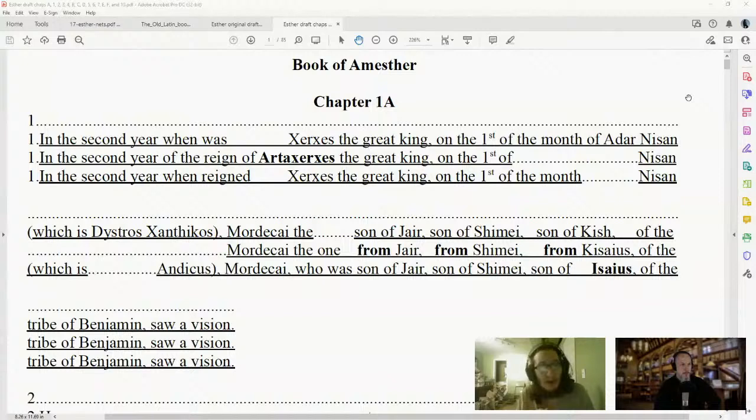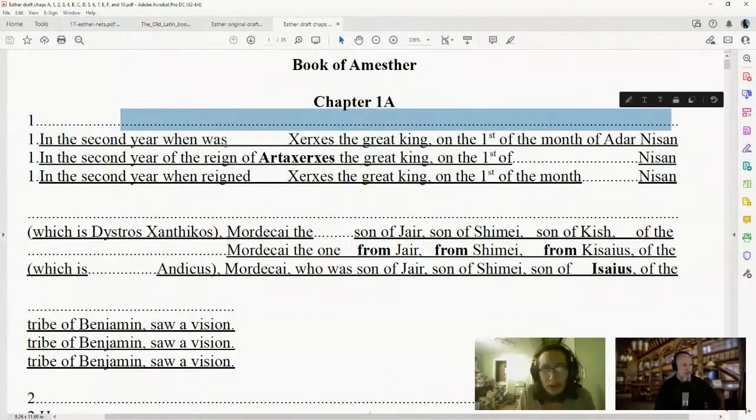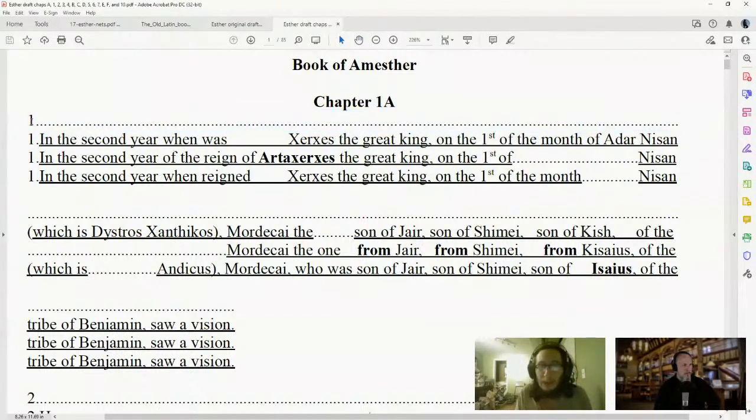Now, there are 4 lines you're going to see throughout the entirety of the document. The first line is always going to be the Masoretic text. That's the English translation that we're going to be familiar with the most from the King James Version.